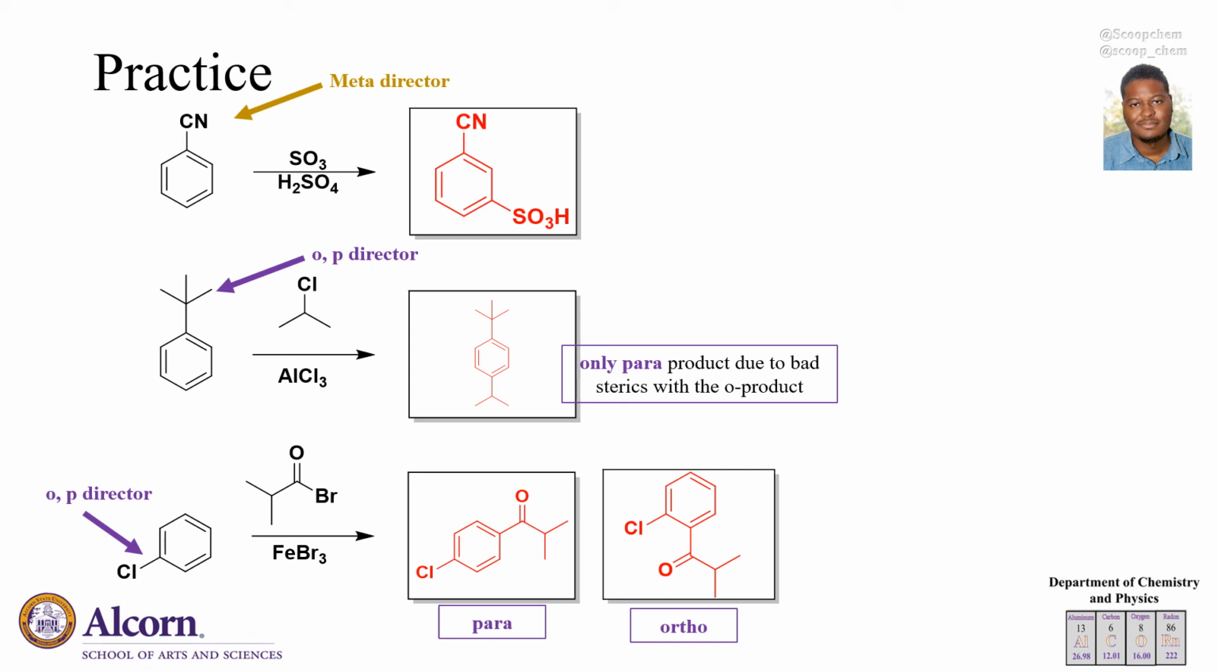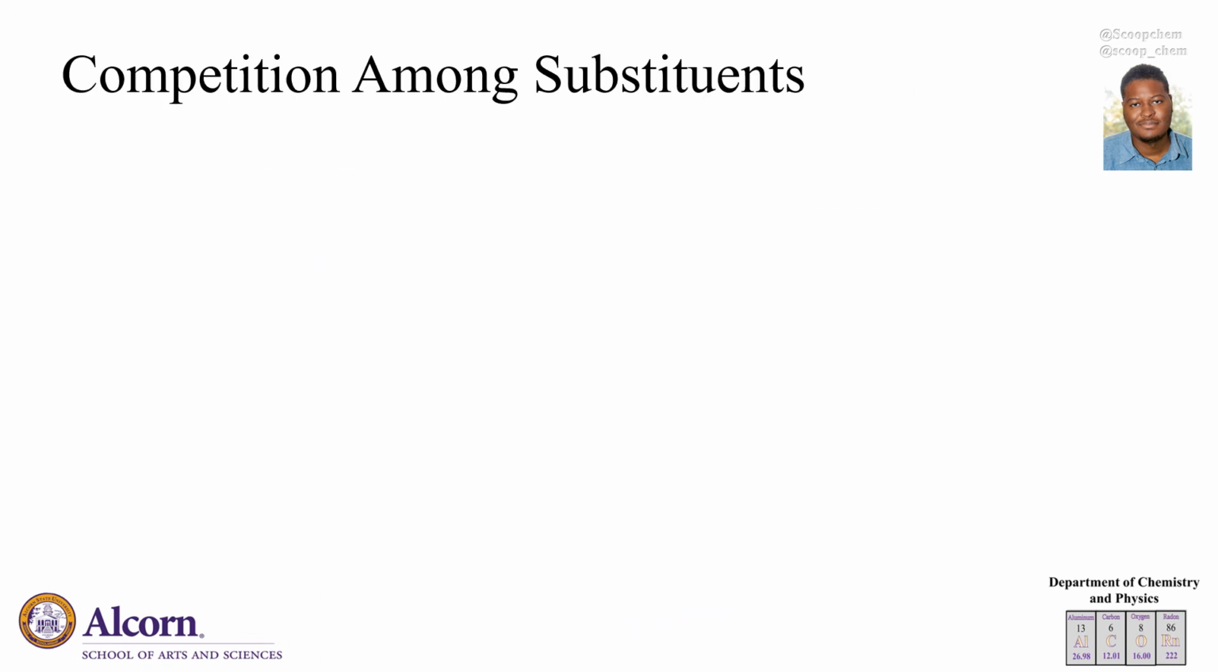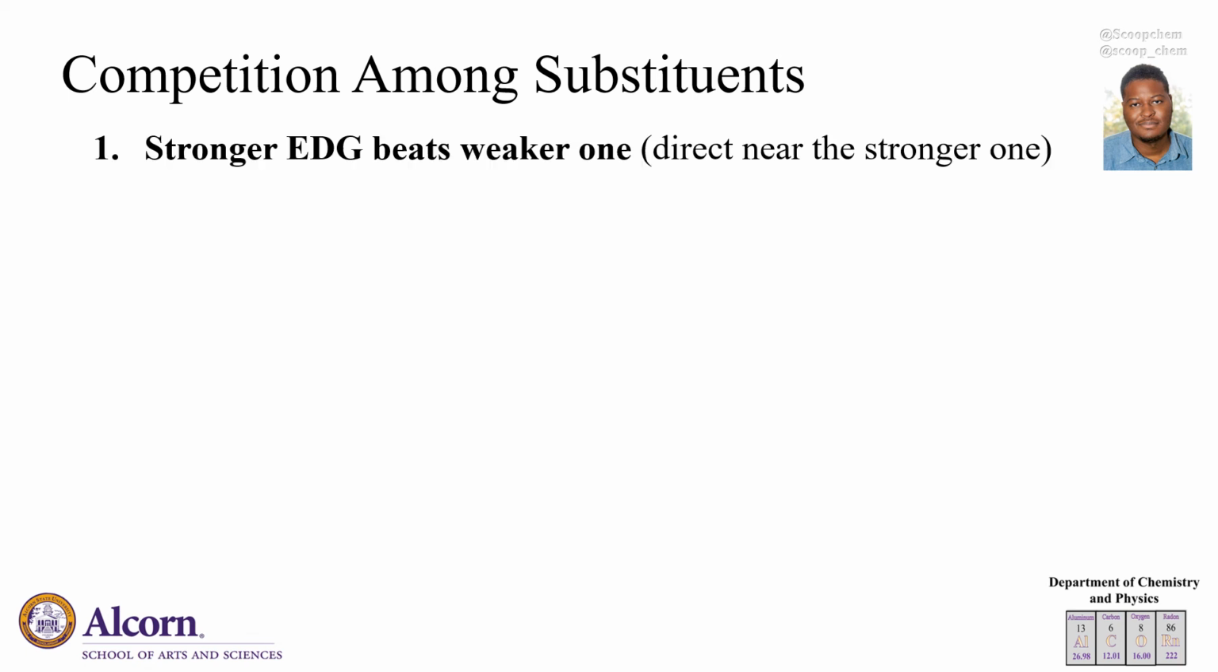Okay? So the next question that should come to your mind, what happens if I have two substituents on my aromatic ring? Okay? What do I do? So with two substituents, I like to call this competition among substituents. And there are 5 rules that we want to have down to really answer these questions correctly. The first rule is stronger electron donating groups would beat a weaker one.